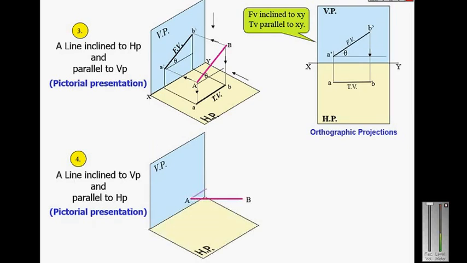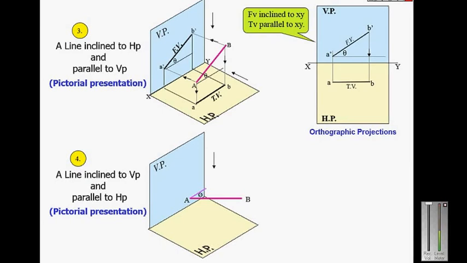This is the pictorial representation of the line AB, which is inclined at an angle to VP. The length AB is called a true length. The true length makes an angle with the vertical plane, that is called a true inclination with VP. That angle is phi. So phi is the true inclination with VP. In the third case, theta is the true inclination with HP. In the fourth case, phi is the true inclination with VP.